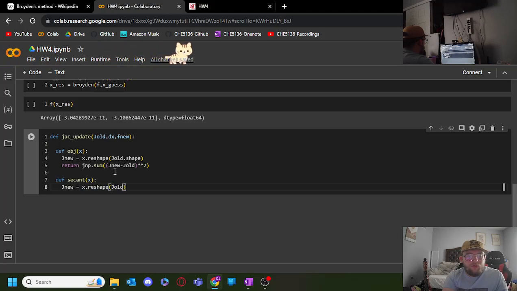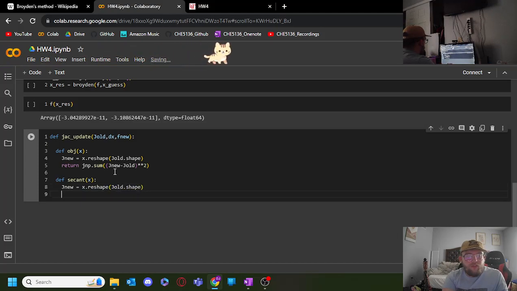Shape, return j new minus j old, multiplied by dx. Then we are going to subtract that by our f new.